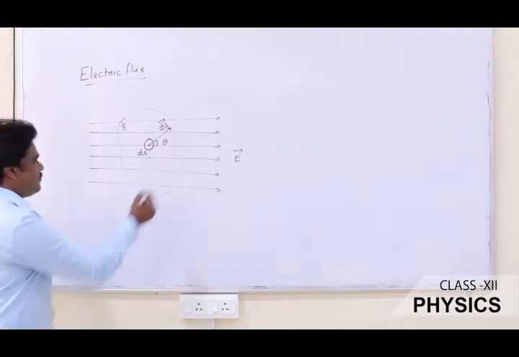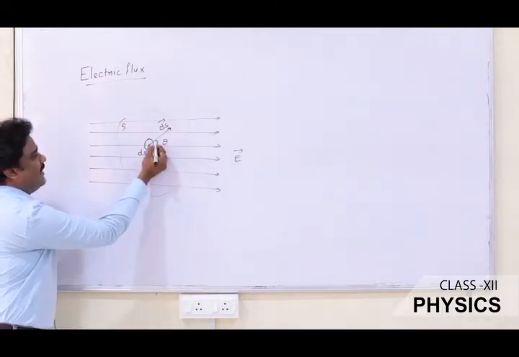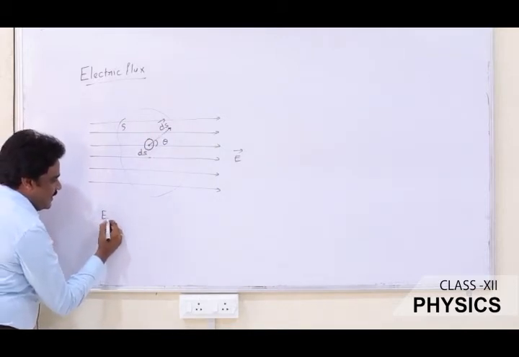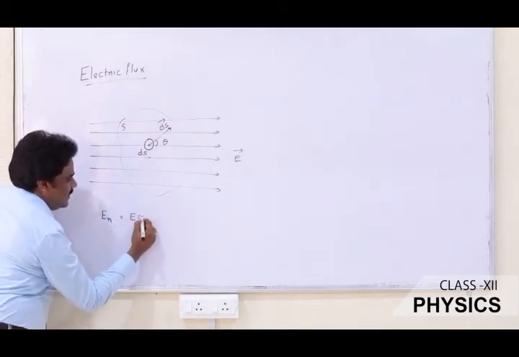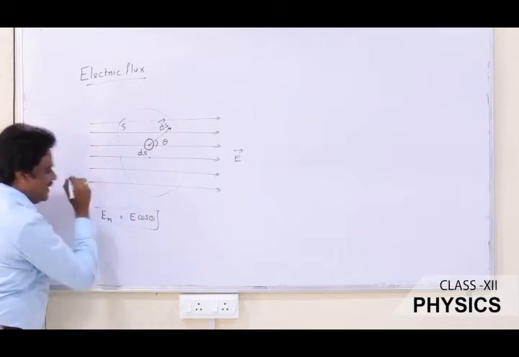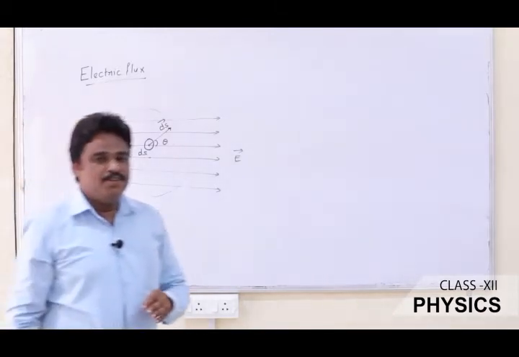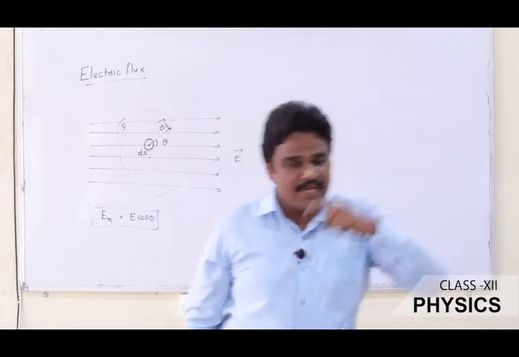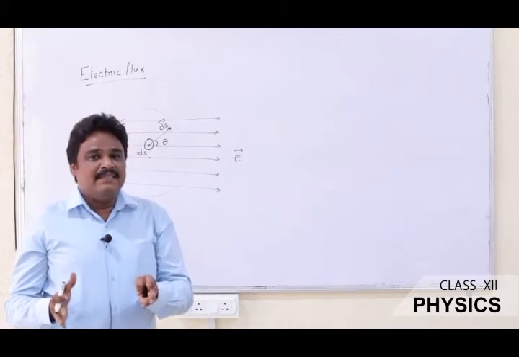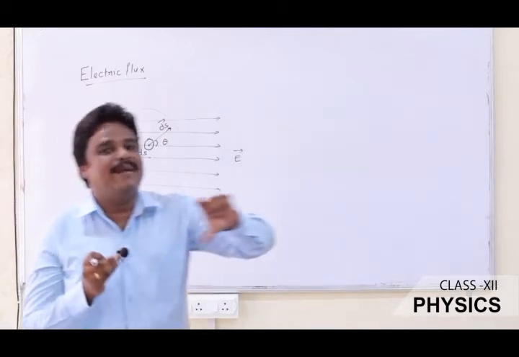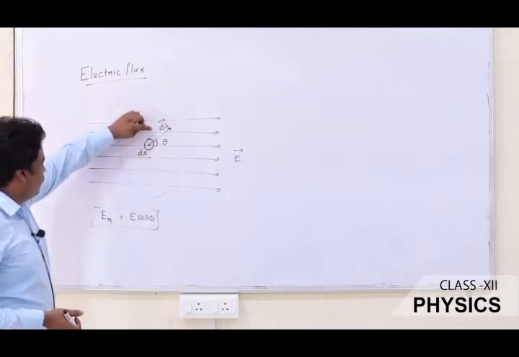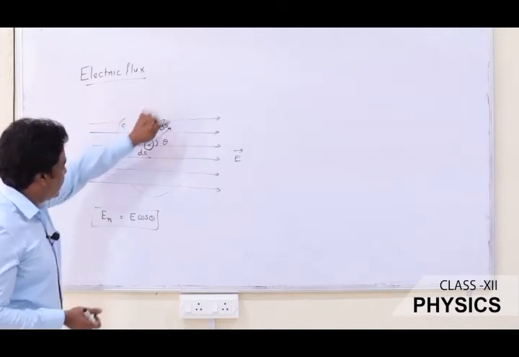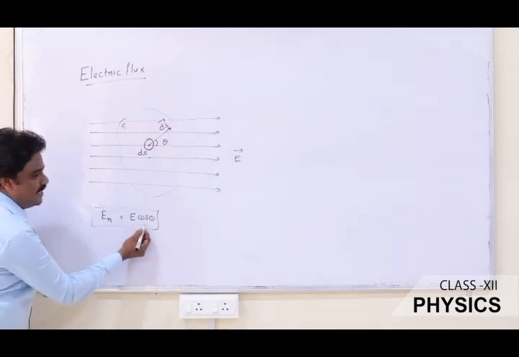Now you say, what about the component of electric field along the normal? I can mark it as En is equal to E cos theta. I think this will be very clear. Once again, whenever I speak about flux, flux is something related to the normal. So I am concerned with the flow along the normal direction. So you can assume the electric field normal to the element, or along the ds vector, will be En is equal to E cos theta.